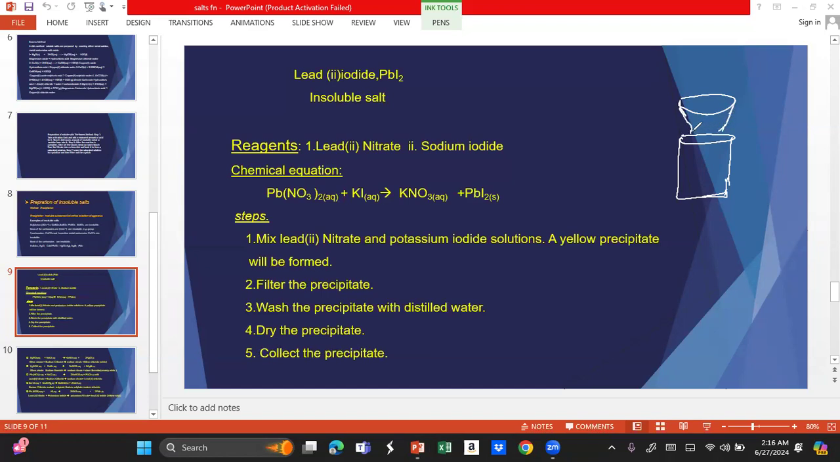This funnel has a filter paper in it. Let's say this white is a filter paper. You might have seen the filter paper. Now we will invert the beaker containing the precipitate of PbI2 here.